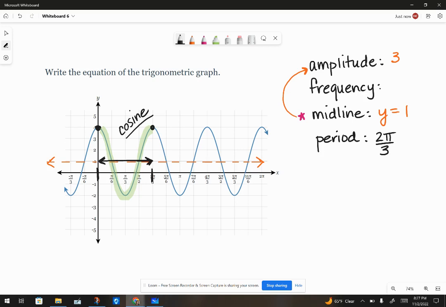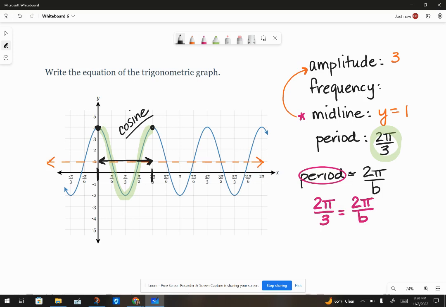Okay? So you are going to take that information and find B. So here we go. The formula is period equals 2 pi over B. And my period, which is this, is going to replace the period here. So 2 pi over 3 equals 2 pi over B.